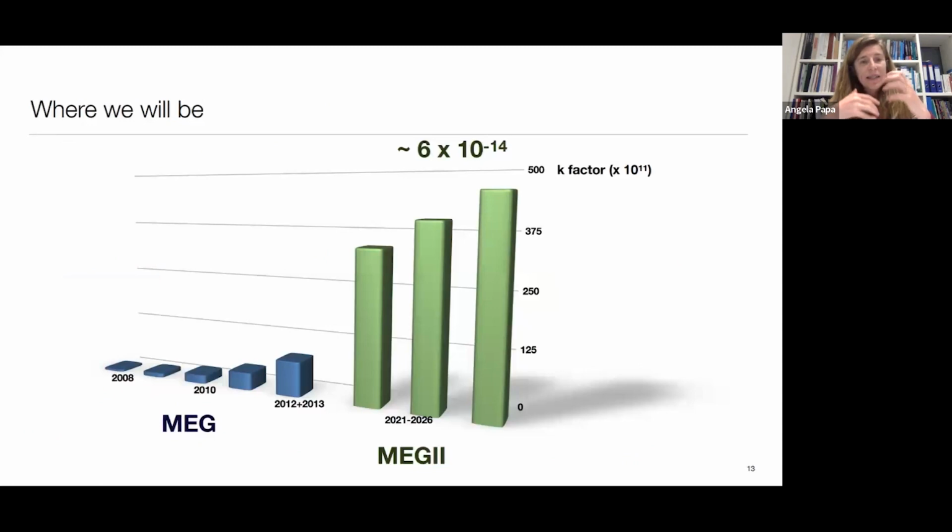So this is the prospect when we compare ourselves to MEG I. This was MEG I, and this is where we expect to be. We started MEG II in 2021, and the final aim of MEG II is to achieve a sensitivity of something like 6 times 10 to the minus 14.